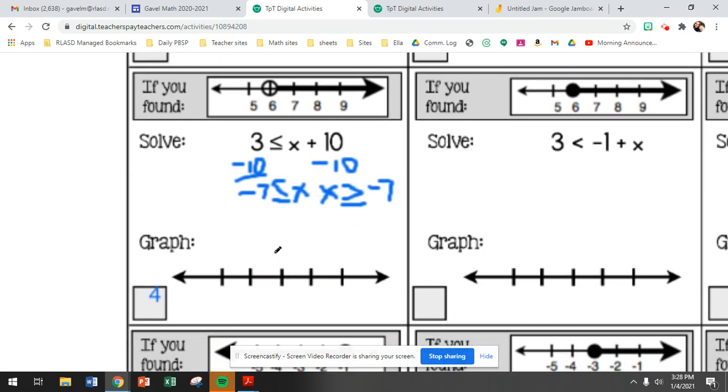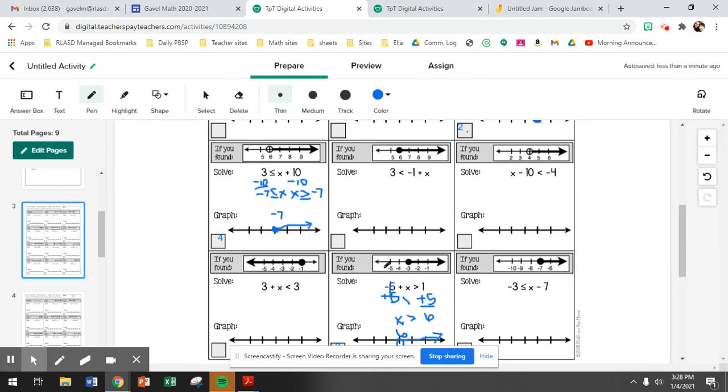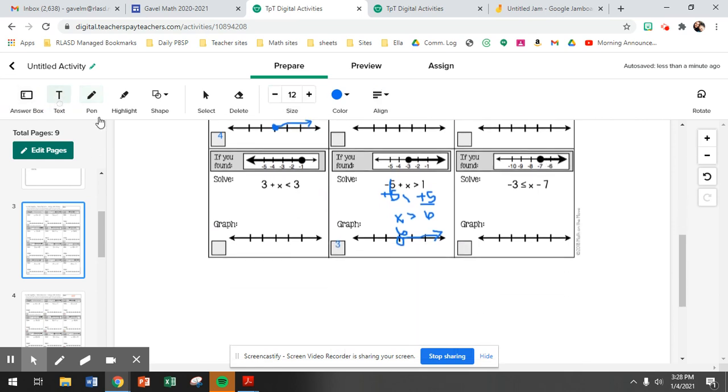So I'm going to put -7 on my number line. I know it's going to be a closed circle. And x is larger, meaning that it's going to go towards 0. So I need a closed circle at -7 going up. Closed circle, here we go. It's down here. Here, do number 5. Perfect.